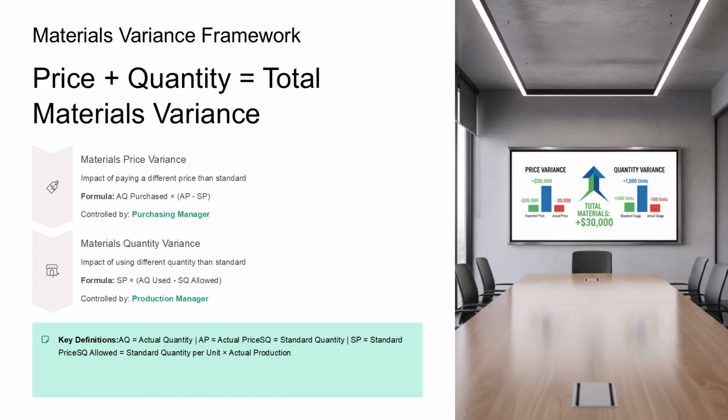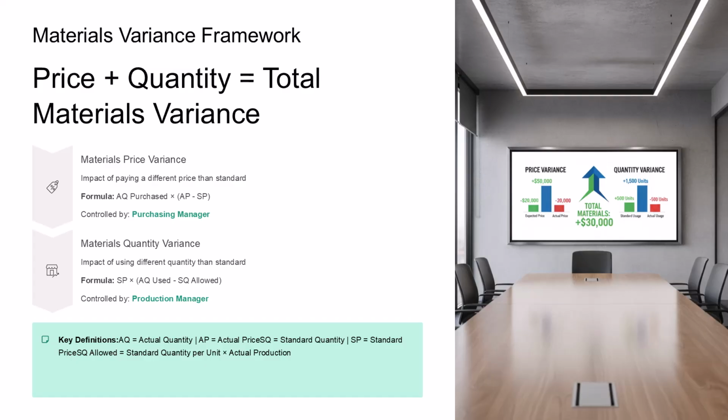The formula for materials price variance is actual quantity purchased times the difference between actual price per unit and standard price per unit. If you paid more than standard, the variance is unfavorable. You lost money on pricing. If you paid less than standard, the variance is favorable. You saved money on purchasing. Notice we use the quantity purchased, not the quantity used, because purchasing happens at the point of acquisition.